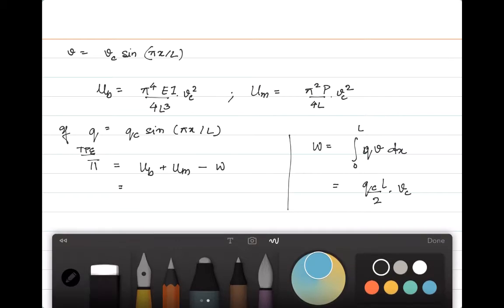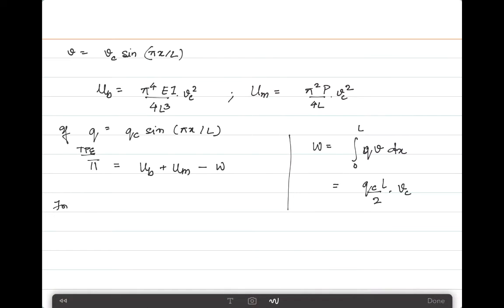Now, for equilibrium, we can substitute the UB and the UM in these relations. So for equilibrium, the change in the potential energy with the lateral displacement V is going to be equal to 0. So I have to differentiate the total potential energy by means of the degree of freedom that I'm working on, from which after solving it, I will be able to get the maximum displacement VC to be defined as QCL by 2 times K plus KG.